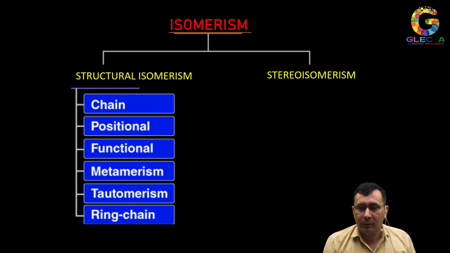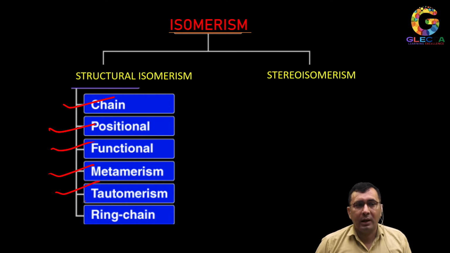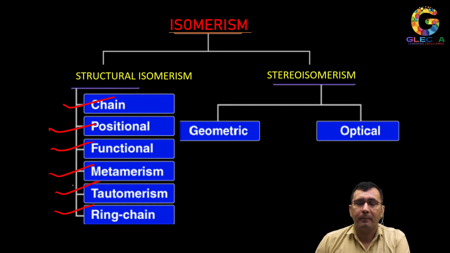Structural isomerism can further be categorized into 6 sections. Number 1 is chain isomerism. Number 2 is positional isomerism. Next is functional, and the fourth one is metamerism, then tautomerism, and the last one is ring-chain isomerism. We will discuss these one by one. Stereoisomerism can be categorized in 2 sections: one is geometrical, another is optical isomerism.